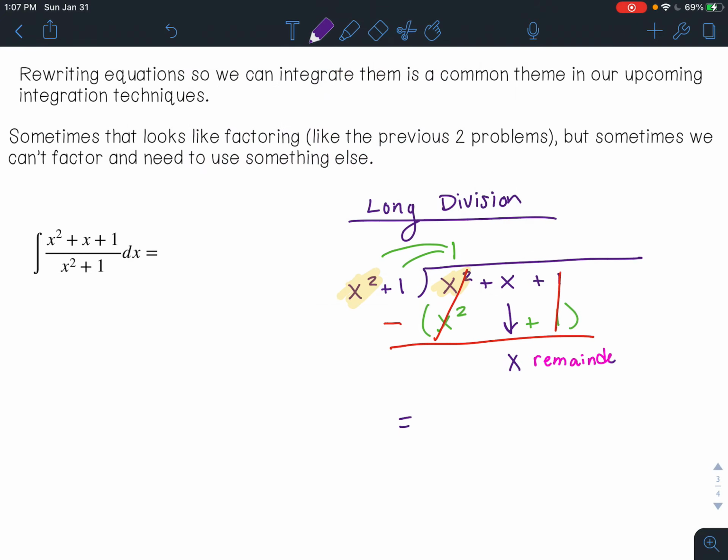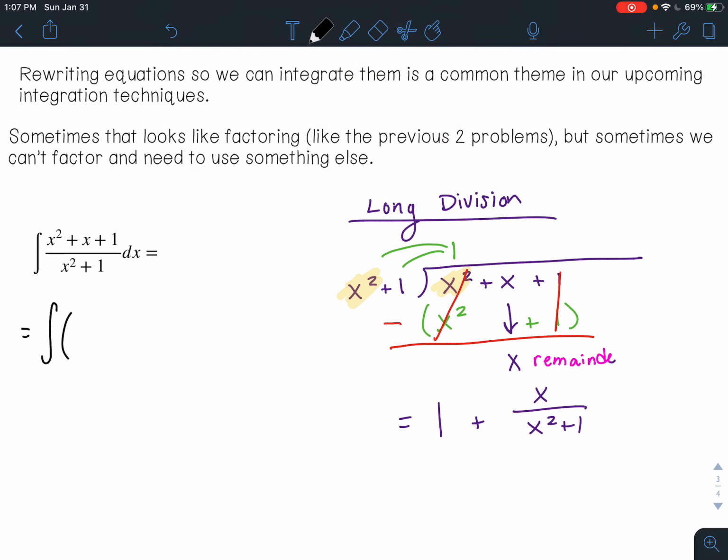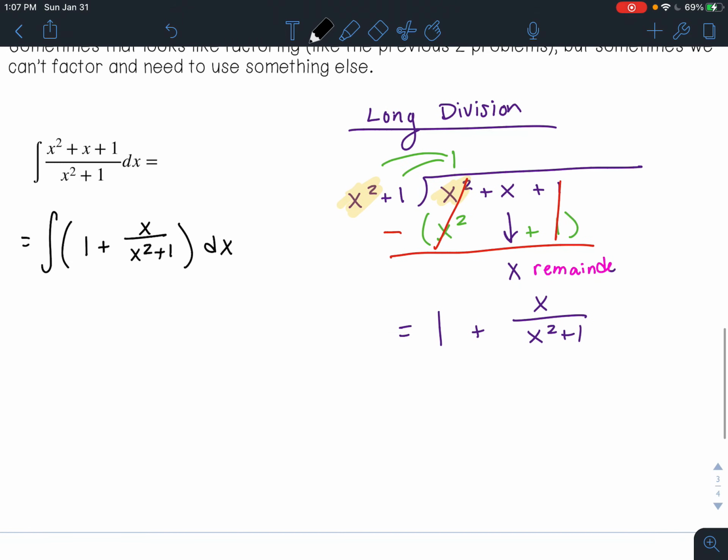To write our answer, we get 1 plus the remainder of x over x squared plus 1. That means this integral actually equals the integral of 1 plus x over x squared plus 1 dx. Then we can use our integral properties to split that up. So we get the integral of 1 dx plus another integral of x over x squared plus 1 dx. The integral of 1 is super easy, that's just an x.